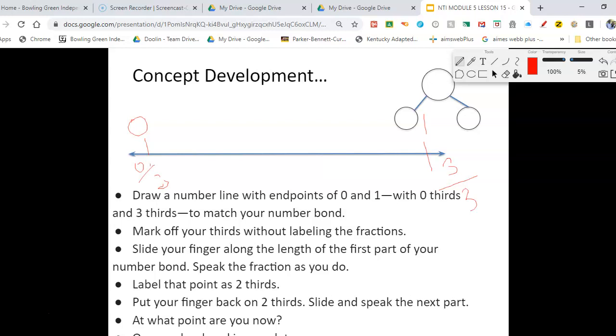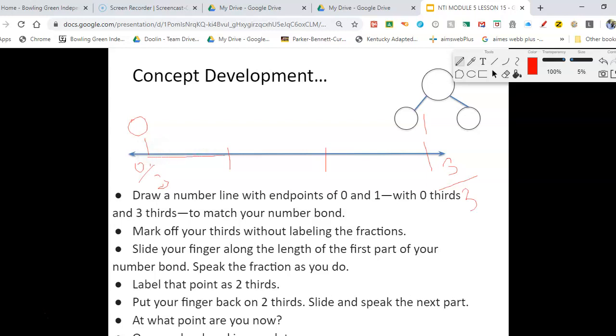3/3. Now let's mark off our number line into thirds. So if we're marking it off into thirds, we need 3 equal parts. So let's put a line here and a line here. So we have 1, 2, 3 equal parts. Take your finger and start at the beginning where you have 0/3, and I want you to just slide your finger and let's count those parts.